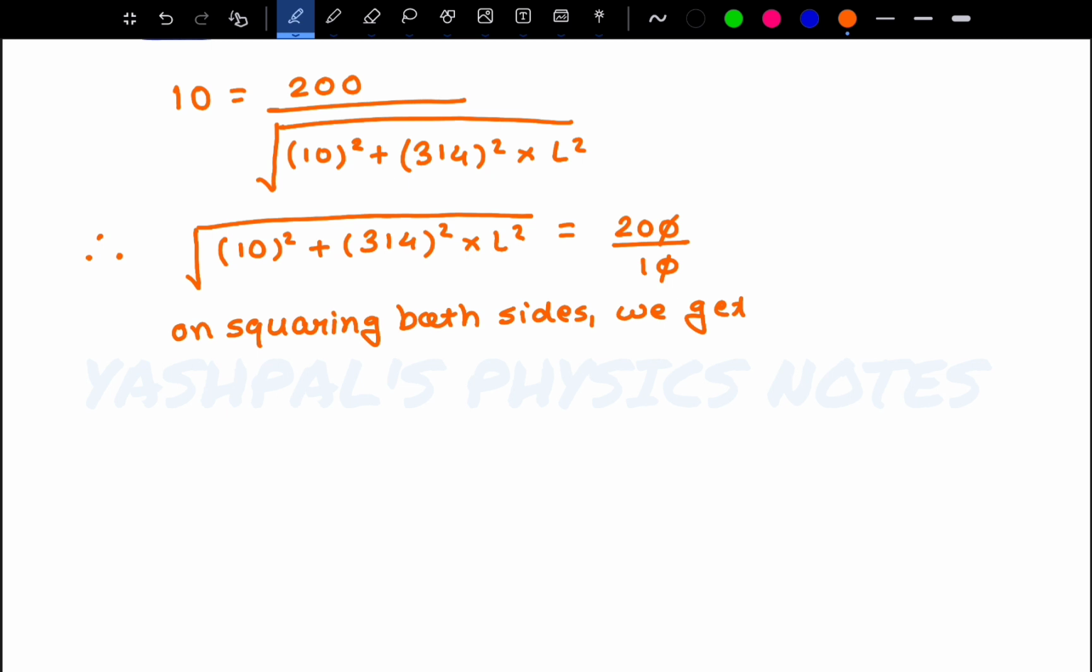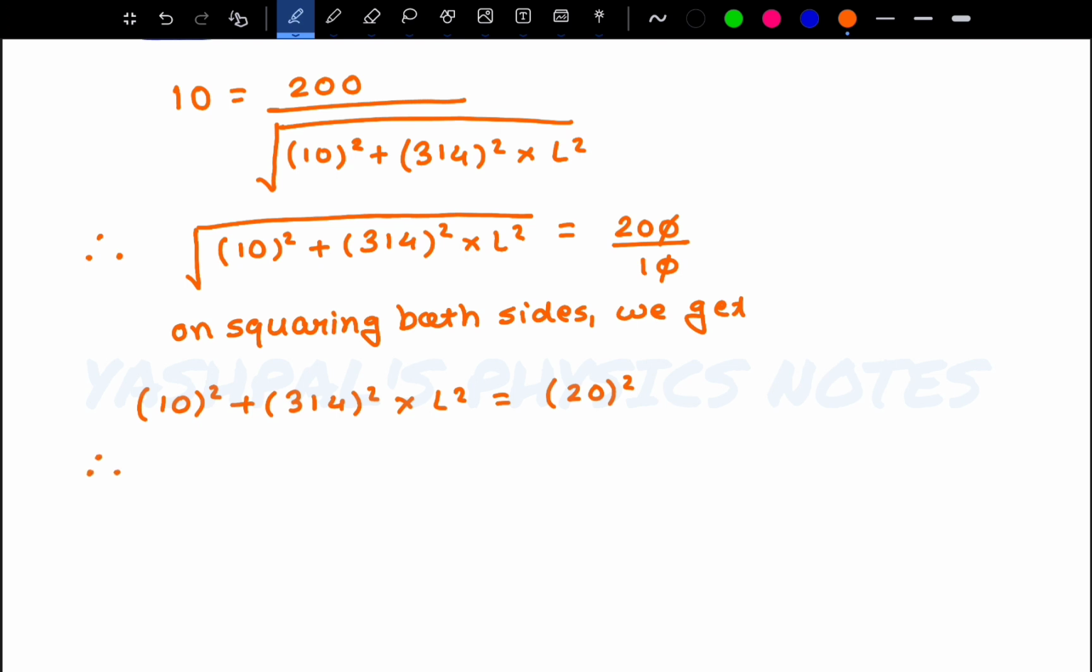On squaring this LHS term, this under root bracket gets cancelled out. So here we will write the remaining terms: 10 square, okay, plus 314 square into L square, and the remaining term, this 20 square. Now just simplify.